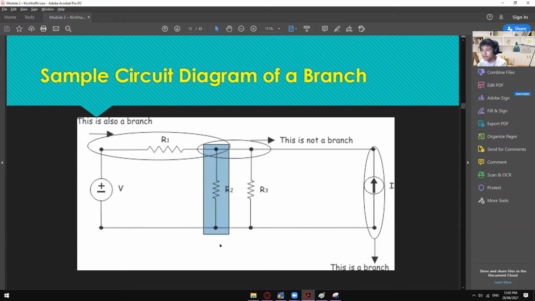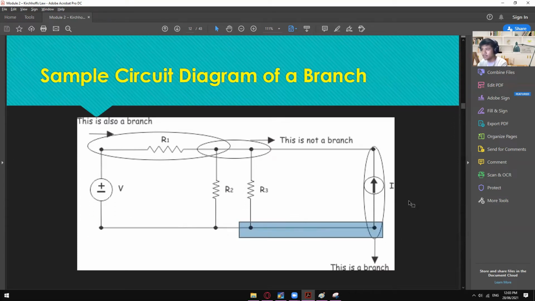This is also a branch. But for this one, this is not a branch. The same with this one, this is not a branch, and this is also not a branch. Are we clear so far regarding branch? It's very straightforward, so I guess you'll be able to understand this real quick. Clear or no when it comes to branch?